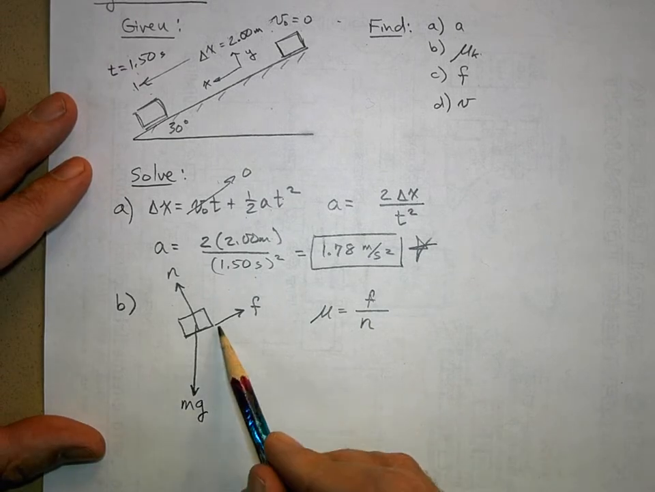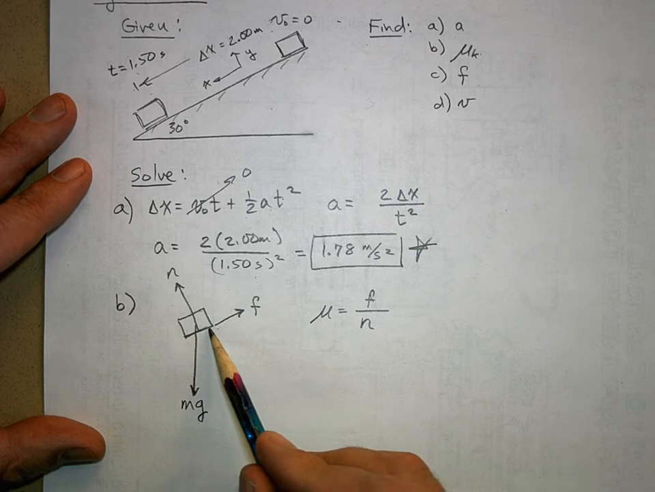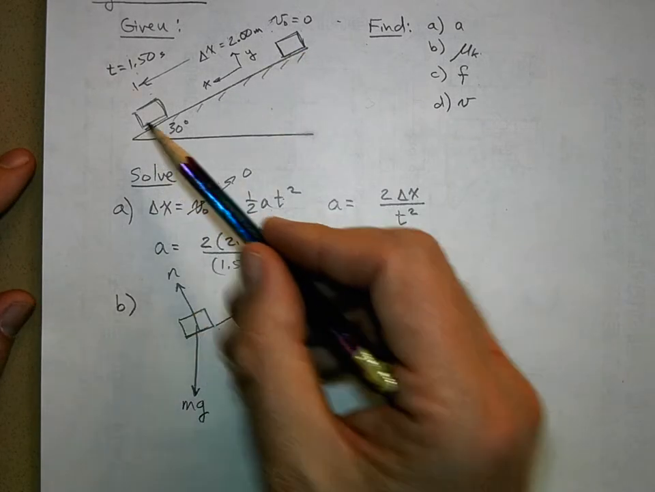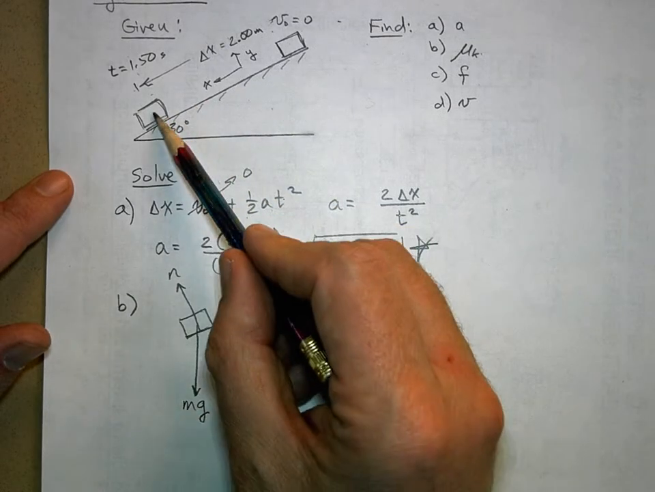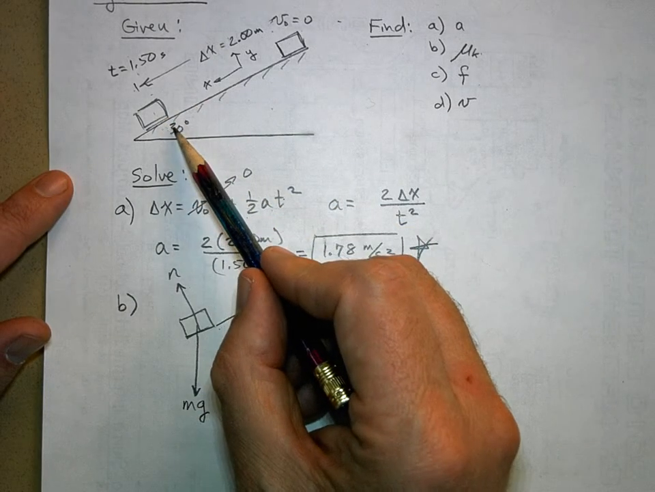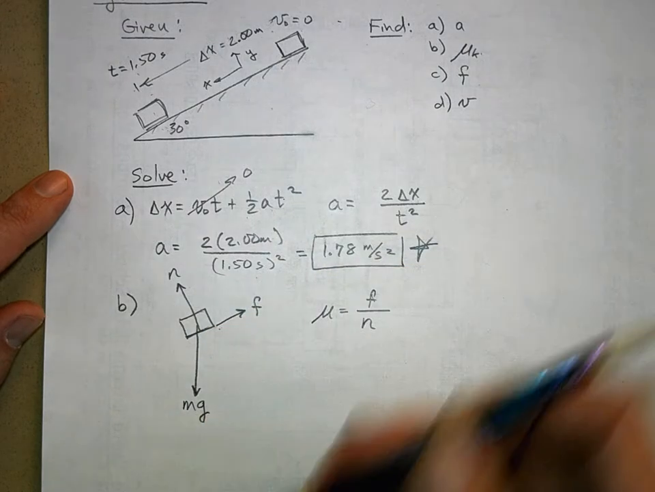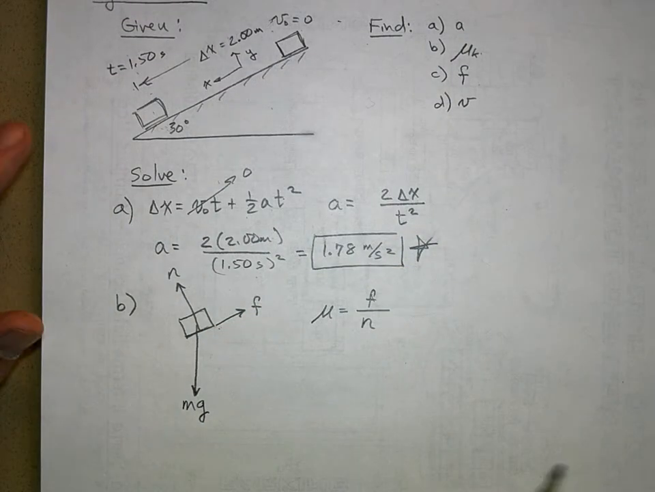And by the way, how do I know that this force of friction is pointed in that direction? Because it's opposite to which way it's moving. The crate is sliding down the incline. So that interaction between the crate and the incline, that friction force on the crate, will push it up, or on the block. I think they called it a block in the problem.